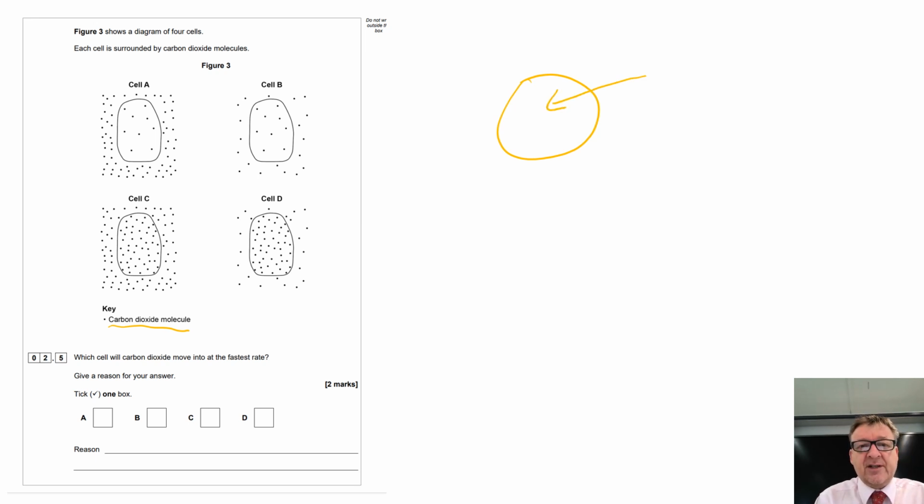So diffusion is the movement of particles from a high concentration, so I want high outside, to a low concentration. Okay, so if I now look at this, they're the same, so realistically diffusion is not going to happen. D, there's more inside, so they're going to move out. C, looks like to me the same, so there's going to be no net movement. A. And that is because there is a steeper diffusion gradient.